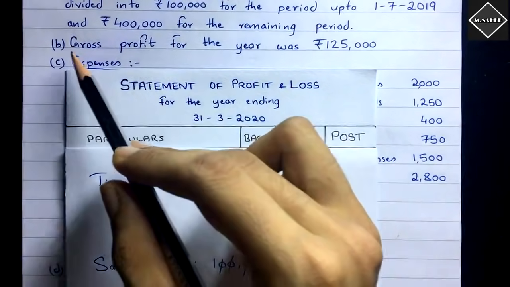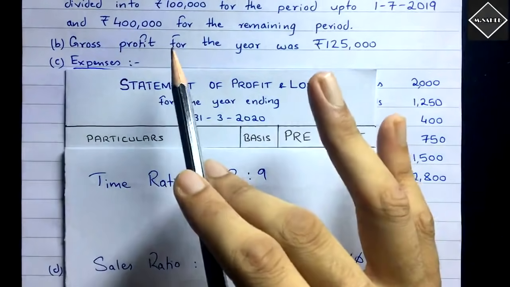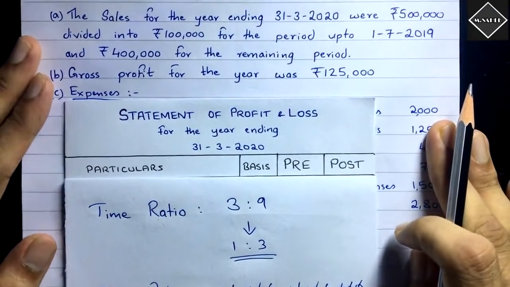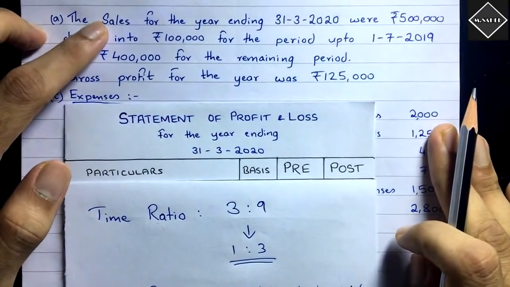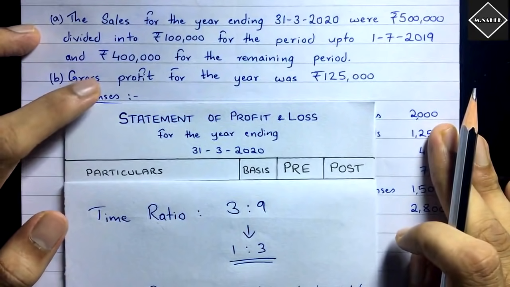We have to take the income first. Here gross profit is there. For example, if gross profit is not given, then you have to take the revenue from operations. What is revenue from operations? Sales. You have to take the sales, but only if gross profit is not given. If gross profit is given, then take gross profit.